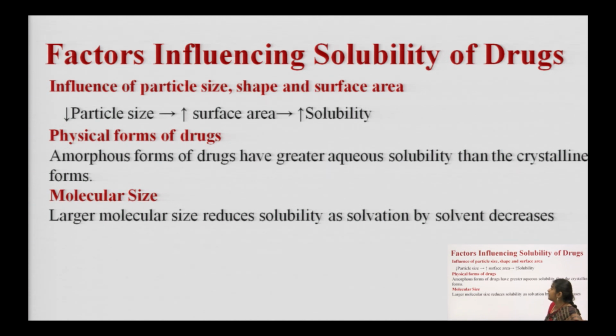Then comes the physical form of drugs. The amorphous form of a drug has greater aqueous solubility compared to the crystalline form, and the hydrate forms have less solubility compared to the anhydrate form. If the drug is present in a polymorphic form, there are different types of polymorphs, like stable polymorphs and metastable polymorphs. The metastable polymorphs have more solubility compared to the stable polymorph.